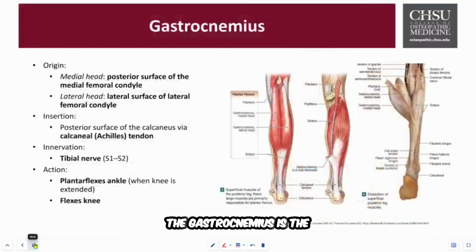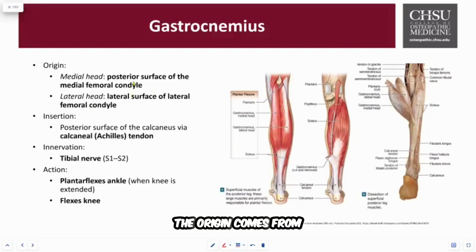The gastrocnemius is the calf muscle, and it has a medial and lateral head. It originates from the femoral condyles and inserts onto the calcaneus via the Achilles tendon. It's a strong plantar flexor when the knee is extended and also flexes the knee. Commonly injured in athletes, it's part of the triceps surae. And tears here can result in tennis leg injury, oftentimes with calf pain and swelling.